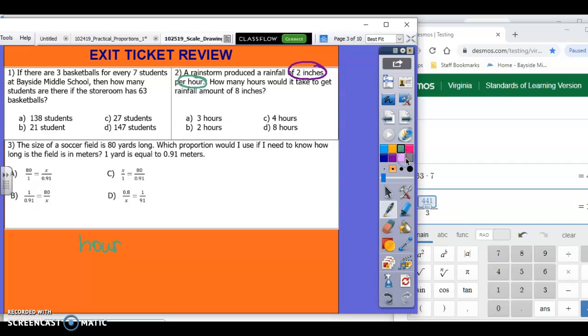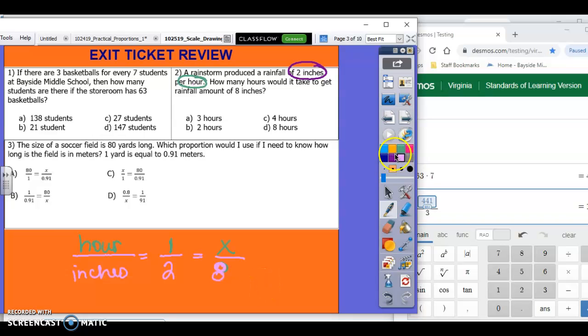And the other one is my inches. I'll put that in light purple. So it says 2 inches here, so I'm going to put that in purple. So 2 inches per hour. So I know that means 1 hour, so I put a 1 here. And I keep reading, and it says how many hours, so that's my unknown, would it take to get a rainfall amount of 8 inches. So I put, I want that to be purple, 8 inches. So I want all of my colors lined up. So that's good. So I know I've set this up correctly.